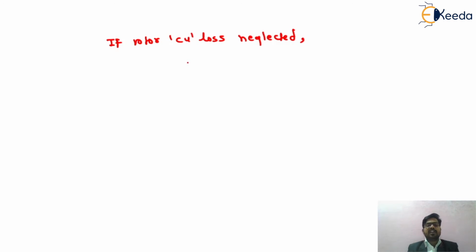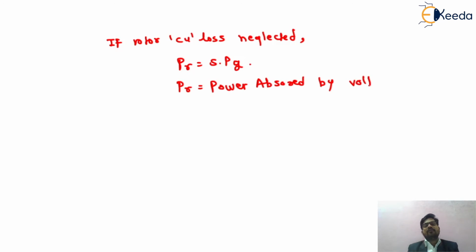As we have the fundamental formula, PR is equal to S into PG. What do you mean by PR? PR is the power absorbed by the voltage source VR. What do you mean by PG?